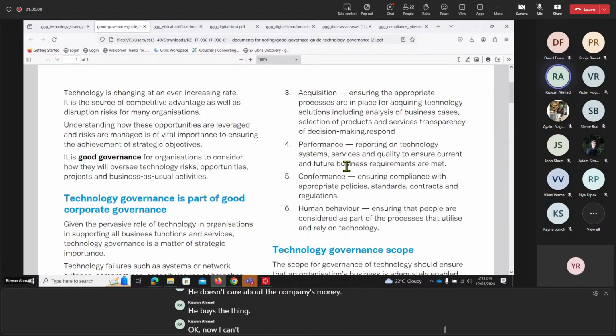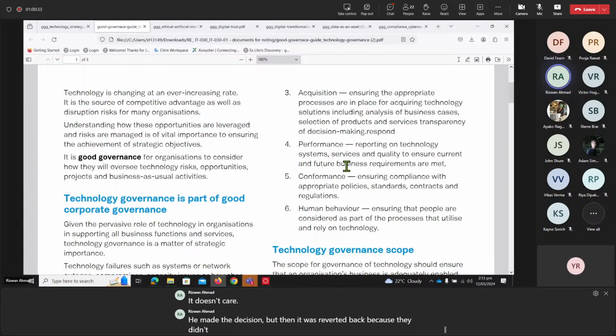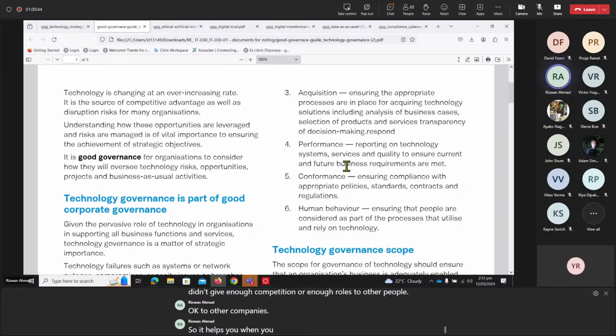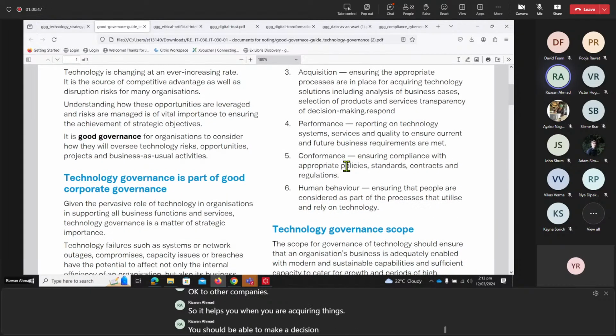Now, I can give you an example. There was a company that had a $700,000 budget. They tried to buy the services, and the person didn't care about the company's budget. He made a decision, but then it was reverted because they didn't give enough competition or enough opportunity to other companies. So it helps when you are acquiring things, so that you can make a decision based on that.